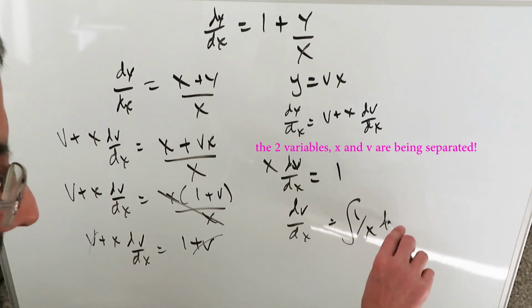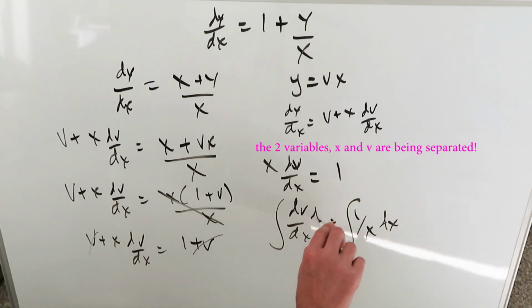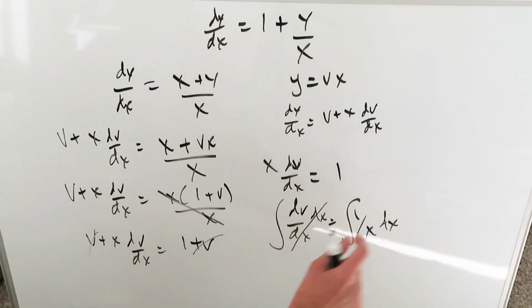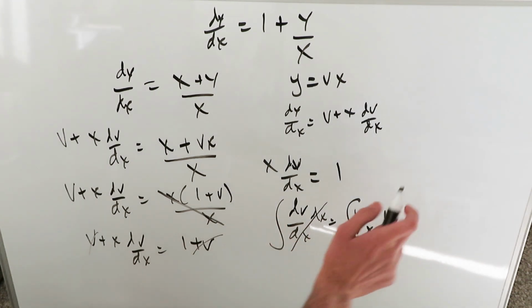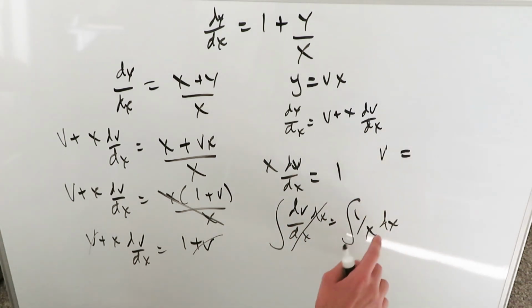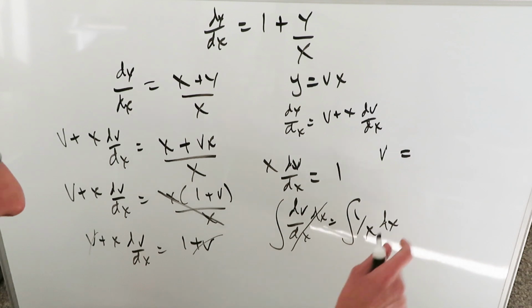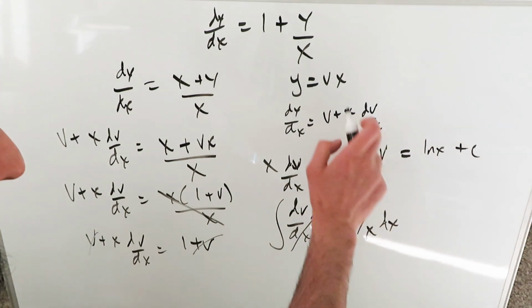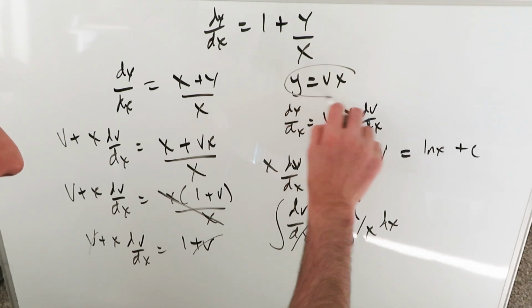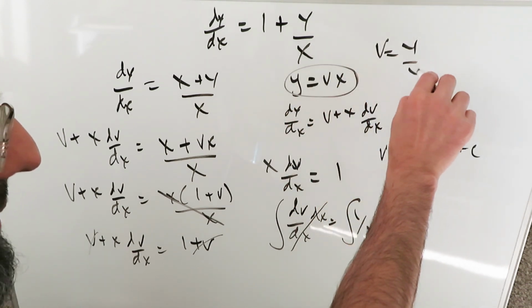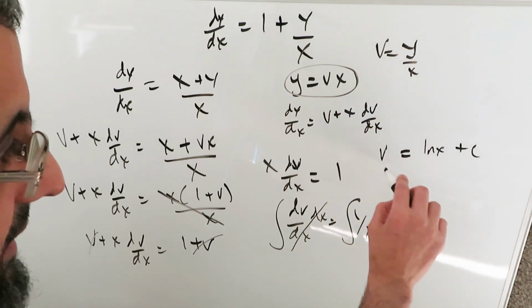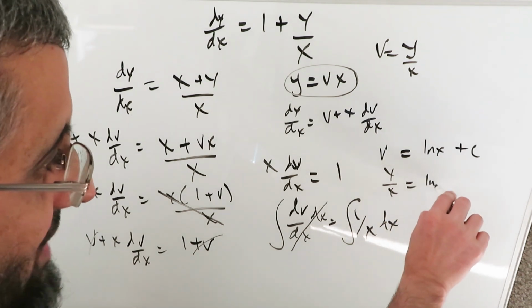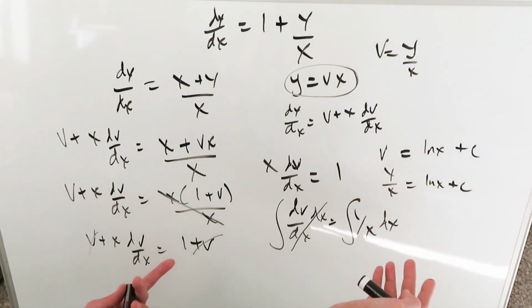Integrate with respect to dx. I'm integrating here with respect to dx. These will cancel out. Now I'm looking here at an integral of dv. The antiderivative of that is v. The integral here of 1 over x, the antiderivative is natural log x plus c. But v is equal to something. Look right over here. Solve for v. v is equal to y over x. Now bring that in. y over x is equal to natural log x plus c. We have eliminated the v.